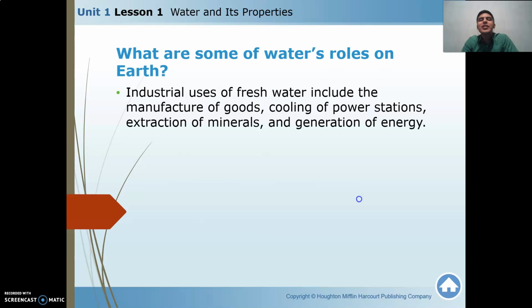And now we continue. Industrial uses of fresh water include the manufacture of goods, cooling of power stations, extraction of minerals, and generation of energy. And especially the extraction of minerals is something that I don't particularly like, because huge amounts of water are polluted with all of the chemicals that are used in order to extract the minerals. So they contaminate the environment, they contaminate the water, and they can even produce higher health issues in families that are close by to those mining sections.